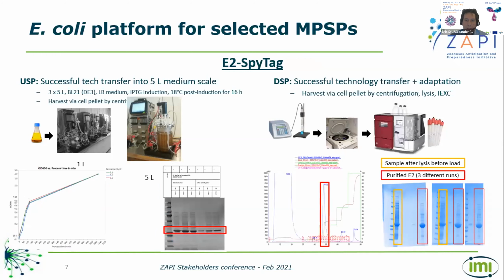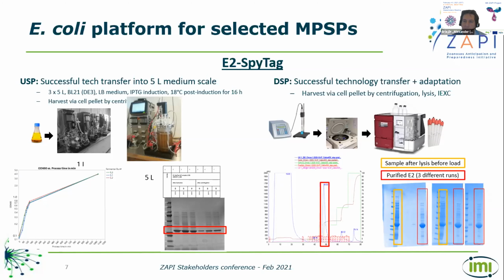For the E2 SpyTech particle, the basic upstream process is very similar, a little bit different temperatures and different growth profiles, but eventually it's very, very similar, as you can expect. On the DSP side, however, there's a little difference. In those particles, we were not able to purify them by heat treatment. That was not feasible for us. So we went with the process that is described here.